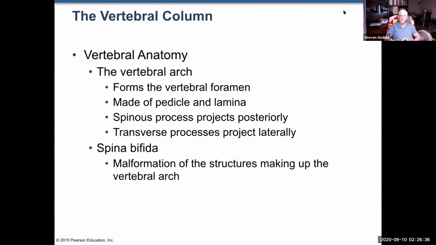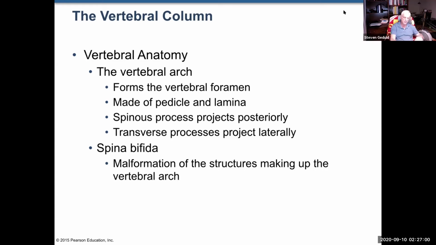Okay, you have a vertebral arch, which forms a vertebral foramen. Foramen means opening. So as this vertebra arches, it forms a foramen. It's made of a pedicle and a lamina. The spinous process of the vertebra projects or points posteriorly, points out the back. The transverse processes point laterally to the sides.